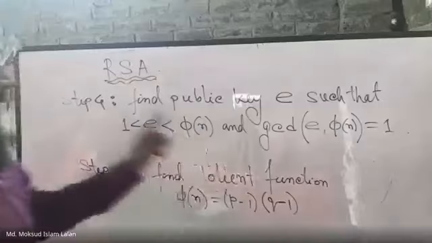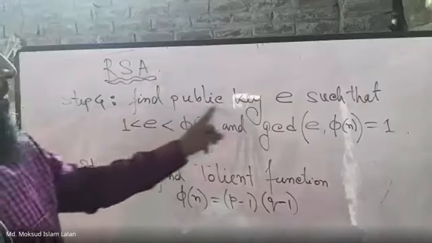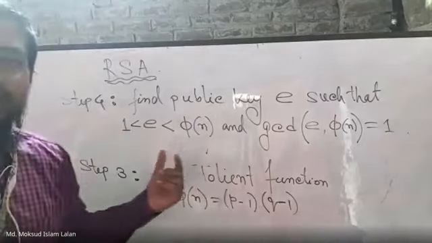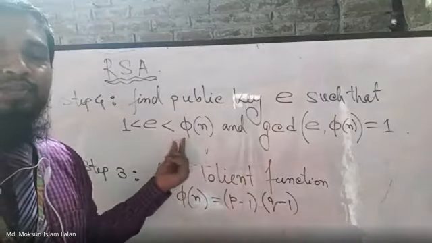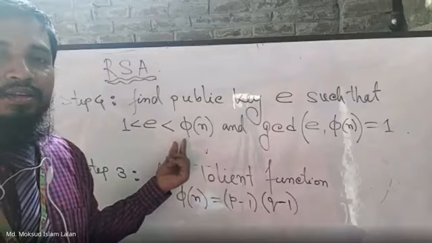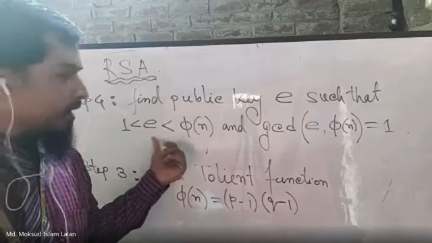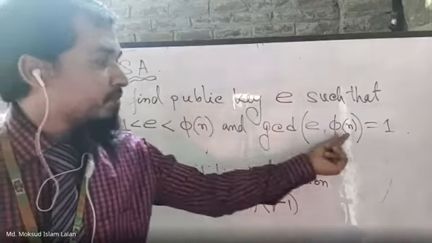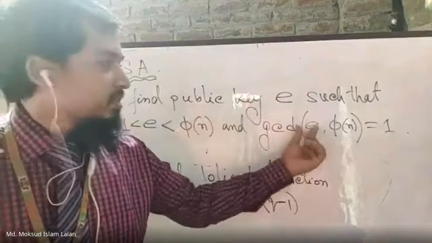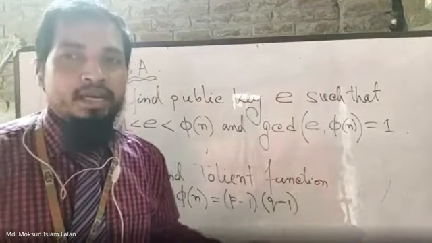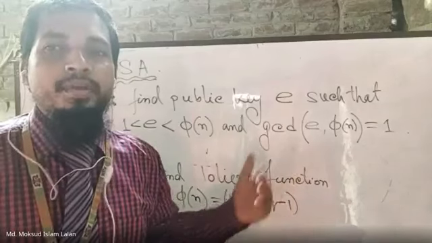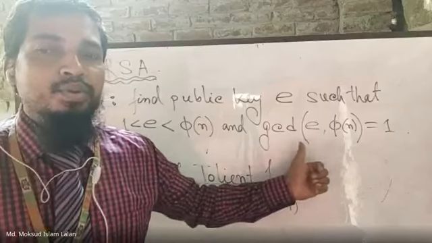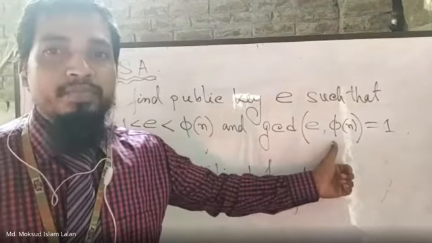Try to understand, dear student. Step number 4: you have to find the public key E. What will be the value of E? E will be greater than 1 but less than the totient function. Do you understand? Yes, sir. And the GCD of E and the totient function will be 1. This means there will be no common factor, I mean they will be different. Is it clear? GCD 1. Please keep a note. Do you understand this point or not? If not, please raise the question.